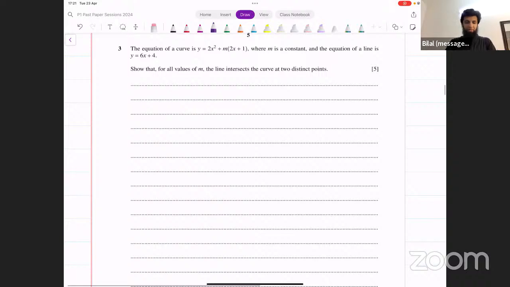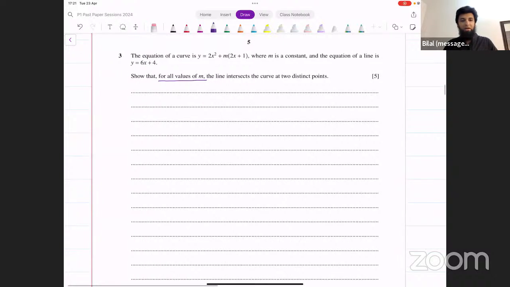Okay, so let's start with this one. Question number 3. It says the equation of a curve is this: y equals 2x squared plus m into 2x plus 1, where m is a constant. And the equation of a line is y equals 6x plus 4. Show that for all values of m, the line intersects the curve at two distinct points.